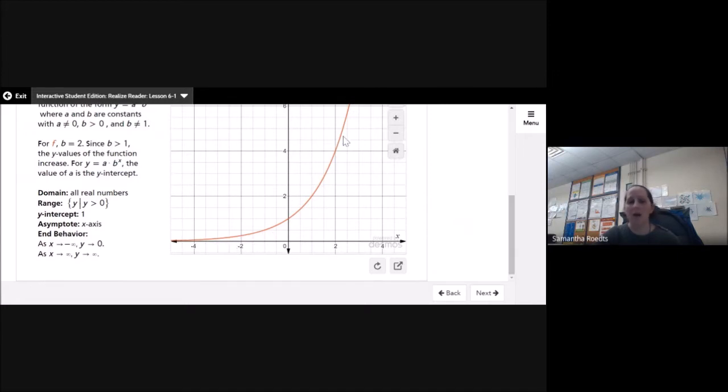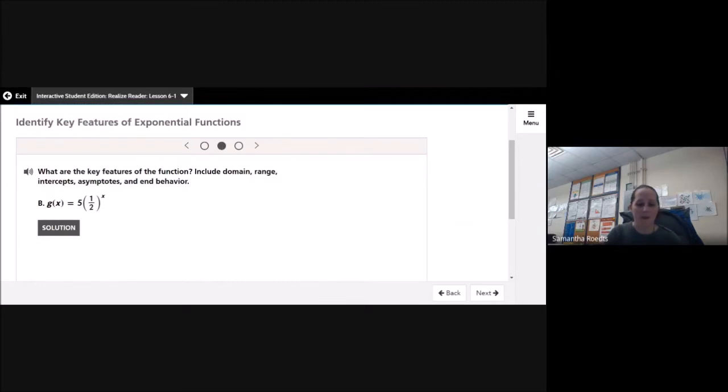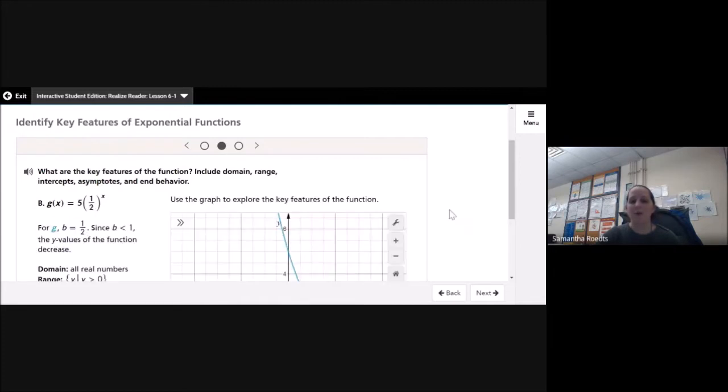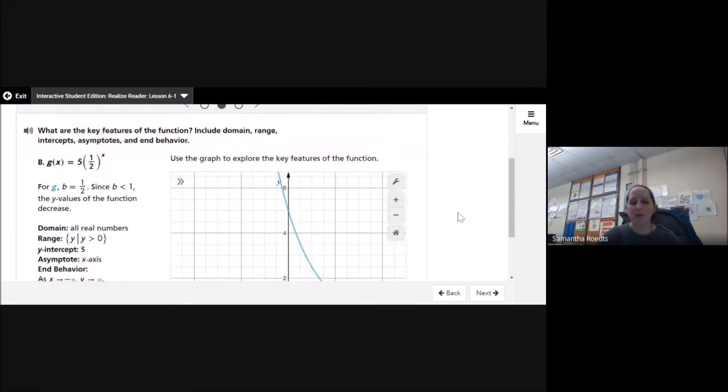All right, what are the key features of the function? Include domain, range, intercepts, asymptotes, and end behavior. g of x equals 5 times 1/2 to the x power. So for g, b equals 1/2. Since b is less than 1, the y values of the function decrease.